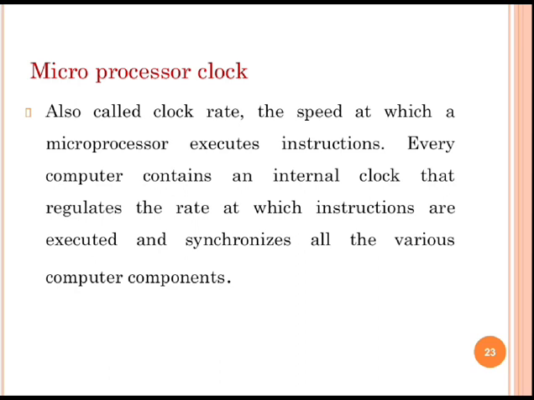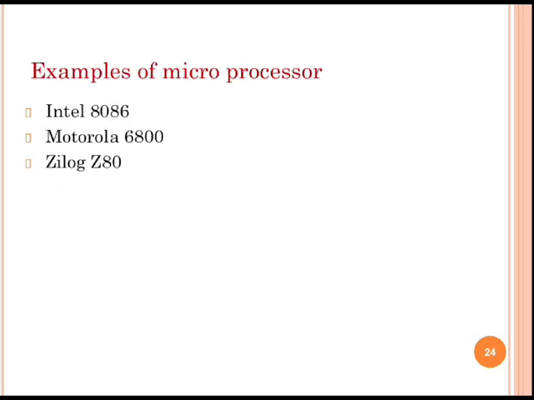Next one is the microprocessor clock. It is also called the clock rate. The speed at which the microprocessor executes instructions is called the clock cycle. Every computer contains an internal clock that regulates the rate at which instructions are executed and synchronizes all the various computer components. It is the last topic of this chapter, examples of microprocessors. It contains three types: Intel 8086, Motorola 6800, Zilog Z80.